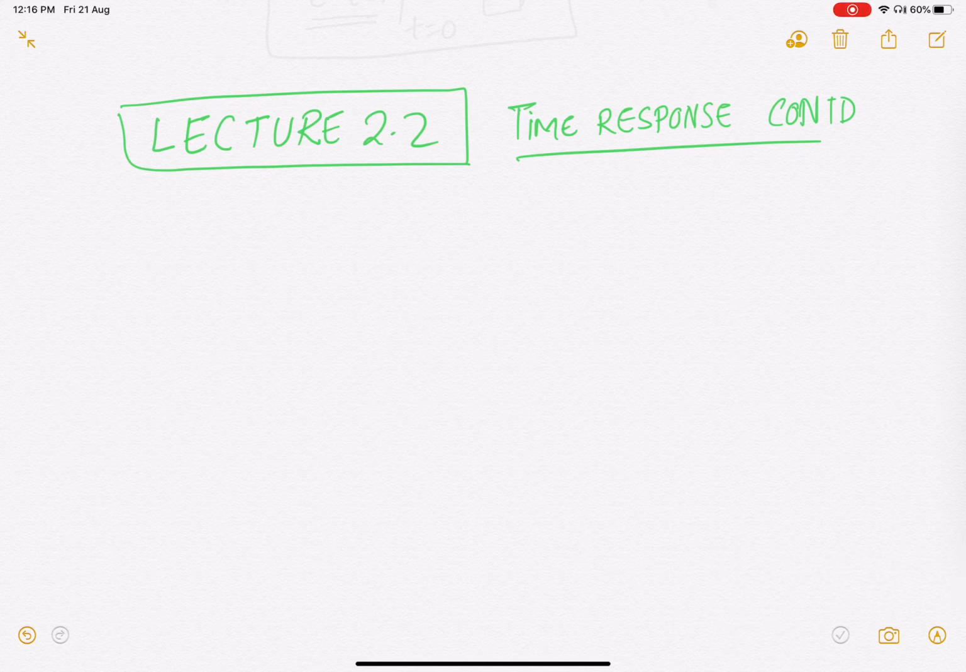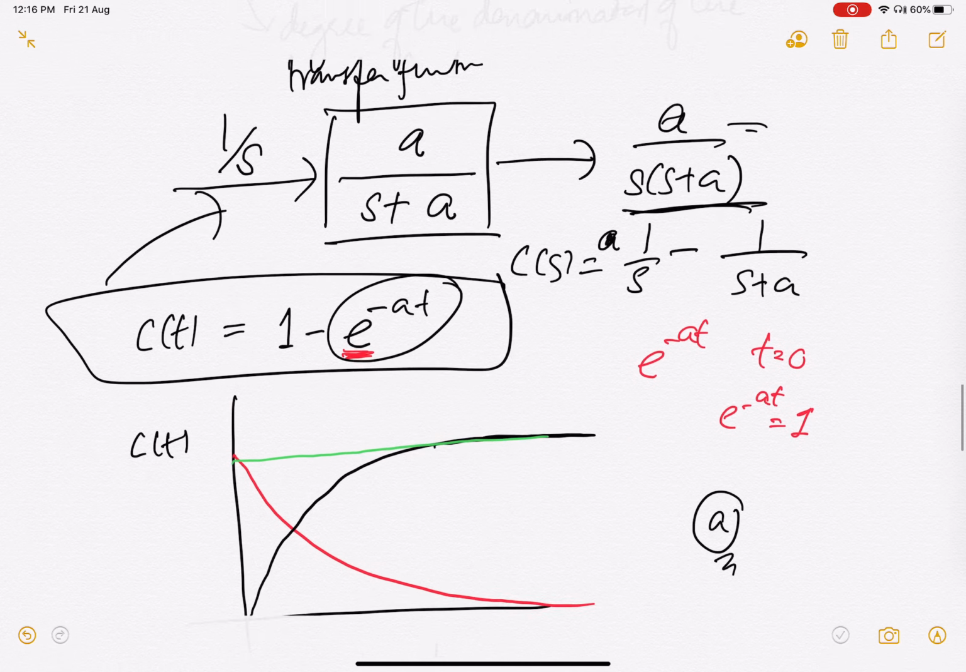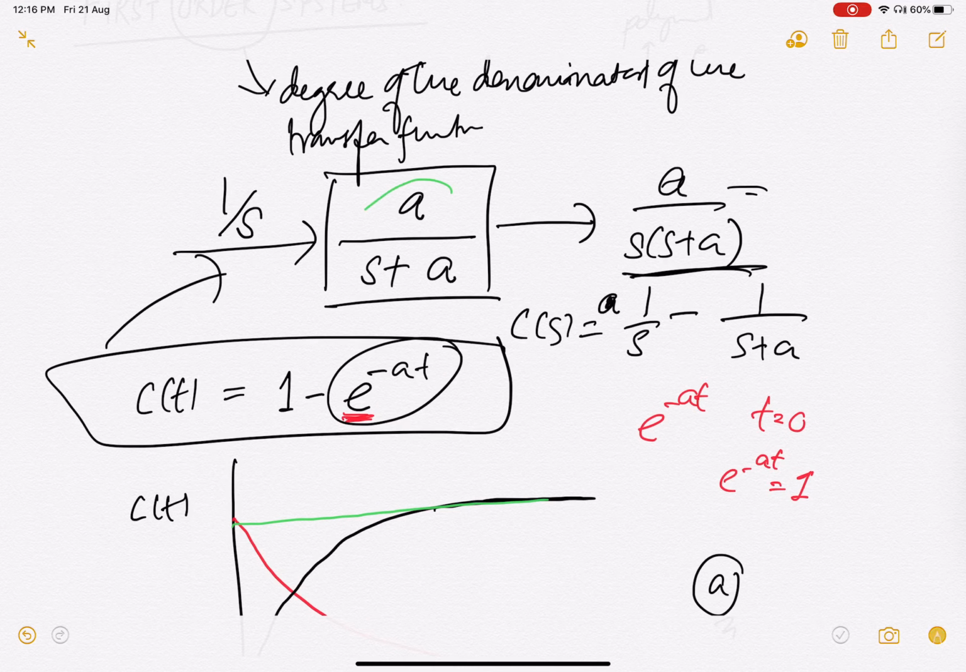So this is lecture 2.2. We have been talking about time response. In the last lecture, we saw a first order system, which was given by A divided by S plus A, and we subjected it to a step input.